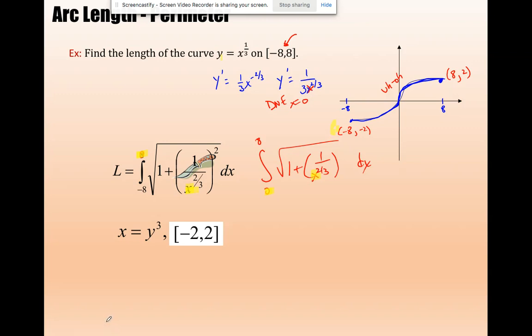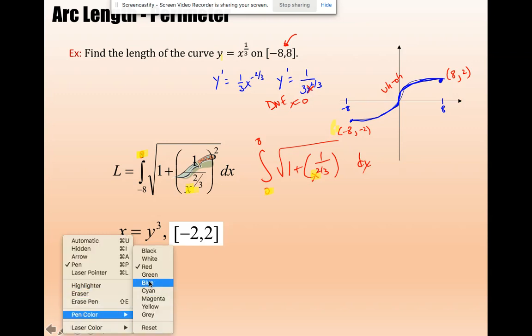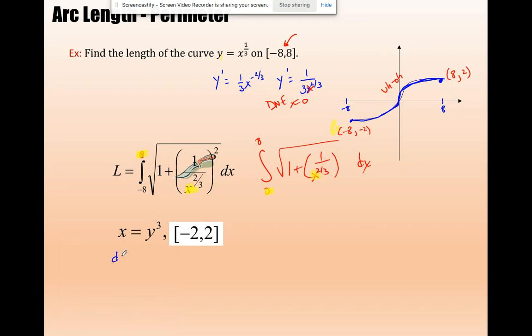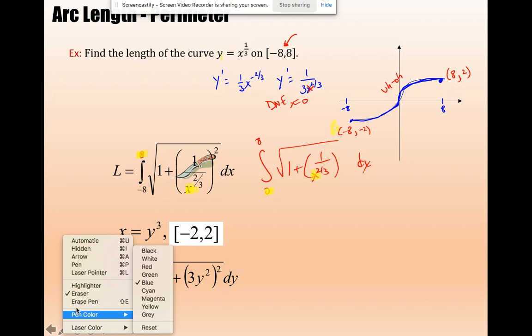-2 to 2. And notice I'm going to find the derivative of x with respect to y. 3y squared has no differentiability issues. So I can put that into my formula.